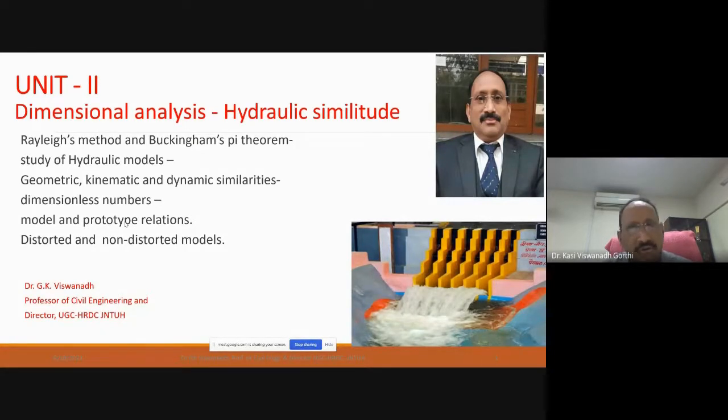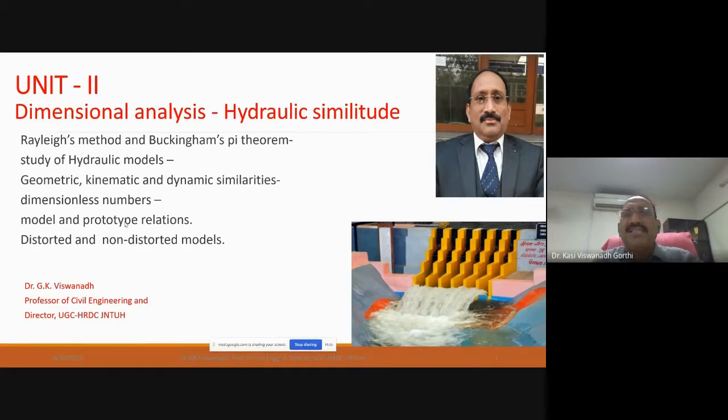If the performance is not good for the model, you will be able to change the dimensions easily, but for the actual structure, you will not be able to change the dimensions of the actual structure. So it becomes a very costly affair. Sometimes it cannot be done also. So that is the reason why a hydraulic engineer, a civil engineer, is more interested to see that a model is prepared and this model will be studied.